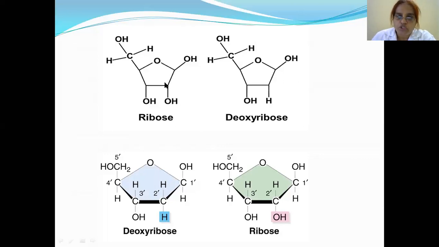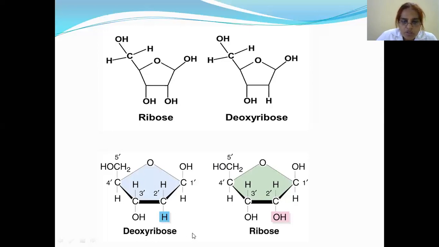Ribose is a pentose sugar. It consists of 5 carbon molecules. See here it is ribose: first carbon, second carbon, third carbon, fourth carbon and fifth carbon. Now see the attachment of the oxygen molecules at the first carbon, the second carbon, the third carbon, the fourth, and the fifth carbon. So ribose consists of 5 carbons and oxygen molecules.